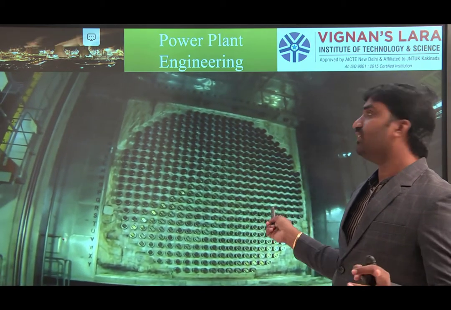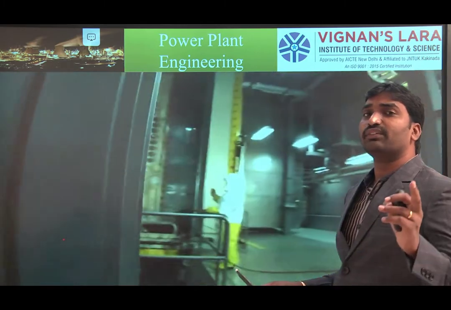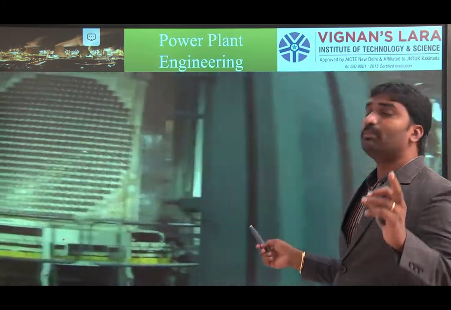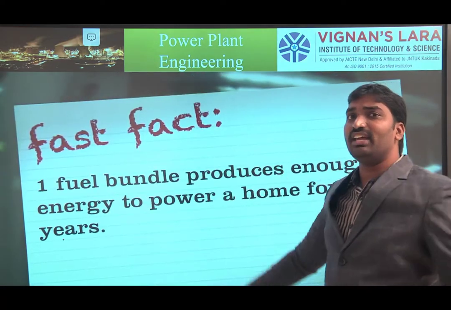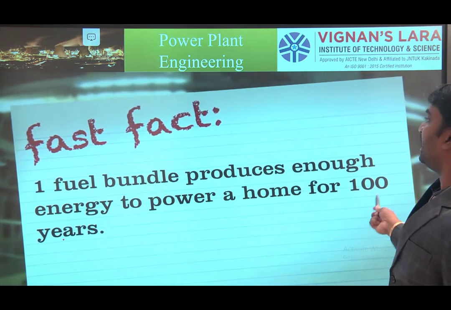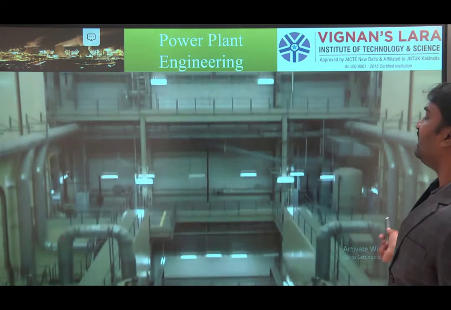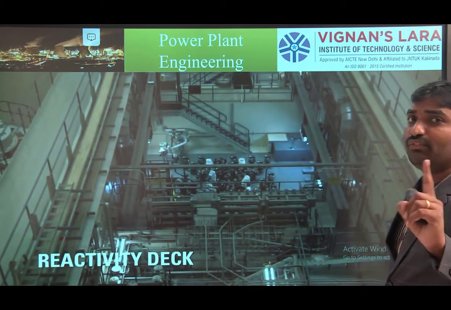Okay, so already do you know that one fuel bundle is equal to 7 rail cars of coal, and 2000 barrels of diesel. That much amount of fuel, we are just replacing in a small area. So that is a very small amount of fuel. One fuel bundle produces enough energy to power a home for 100 years. An entire home is powered by one fuel bundle itself.